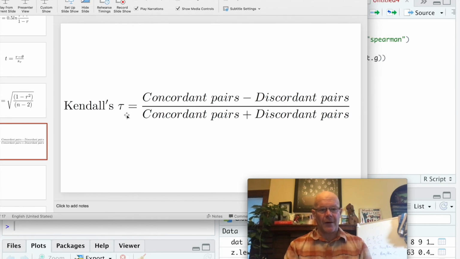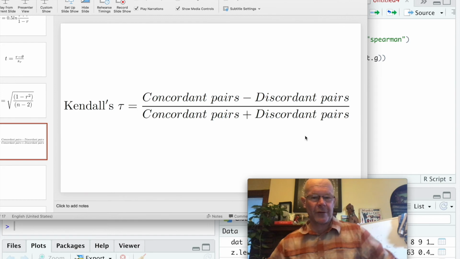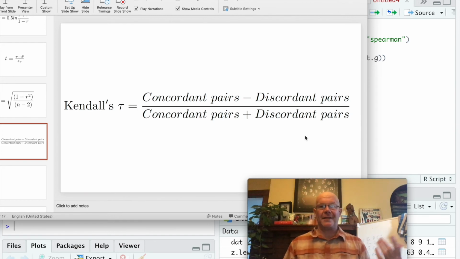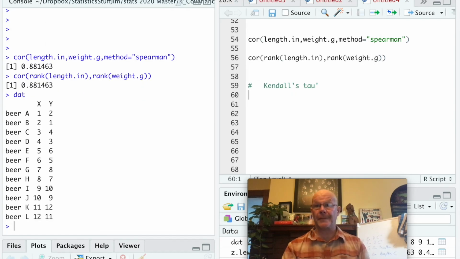We measure concordance with Kendall's tau using this little piece of arithmetic. Kendall's tau equals the number of concordant pairs in those two columns minus the number of discordant pairs, divided by the number of concordant pairs plus the number of discordant pairs. The arithmetic underlying Kendall's tau is super straightforward and easy. Understanding what I mean by concordant and discordant may not be immediately intuitive, so let's work on that.